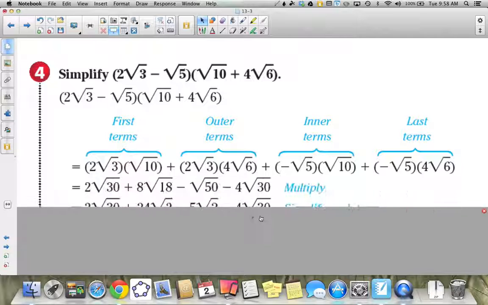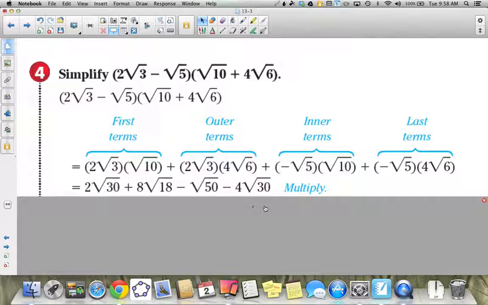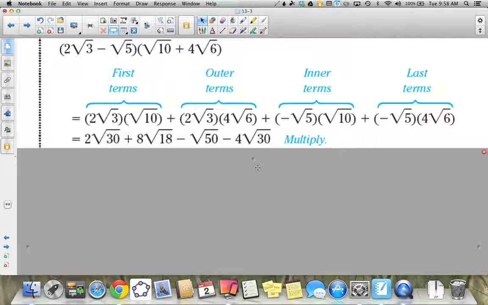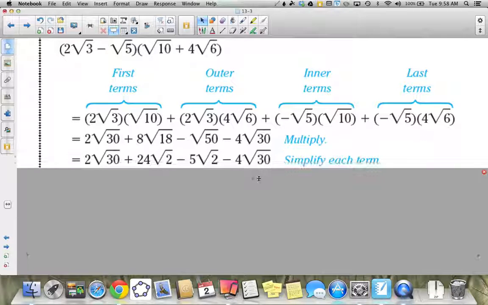Using the FOIL method and simplifying this, we now have 2 radical 30 plus 8 radical 18 minus radical 50 minus 4 radical 30. We multiply all of them together and simplify further. You have 2 radical 30 plus 24 radical 2 minus 5 radical 2 minus 4 radical 30.